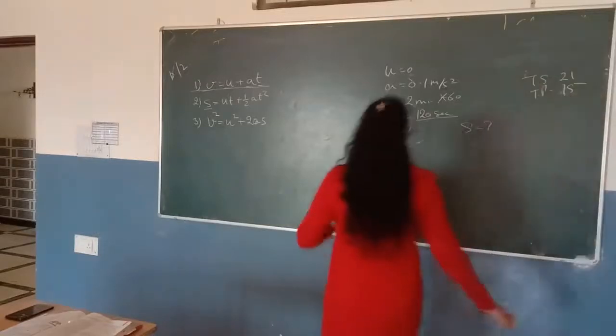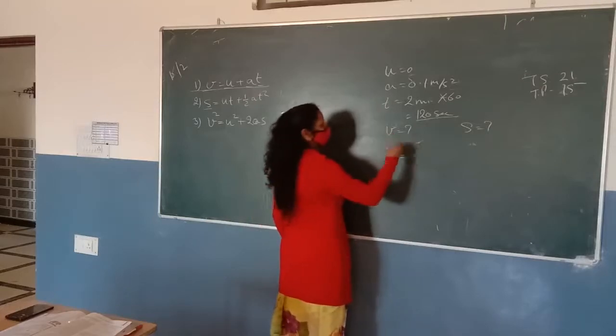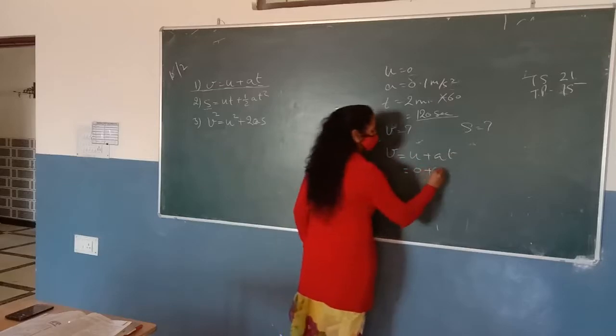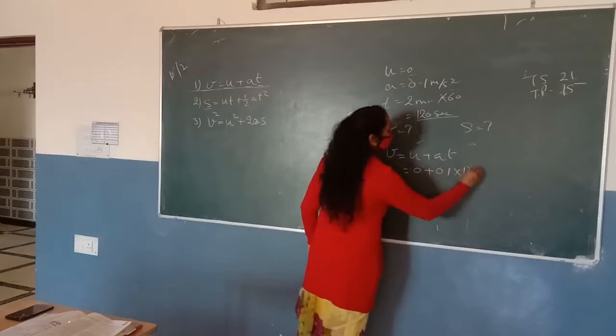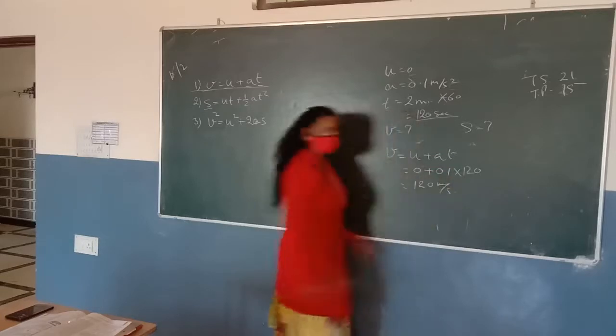Now you can check your answers. I'm going to do this question here on the board. v is equal to u plus at. Put the value of u as 0 and a as 0.1 multiplied by 120. It will be 12.0 meter per second. This is the final velocity.